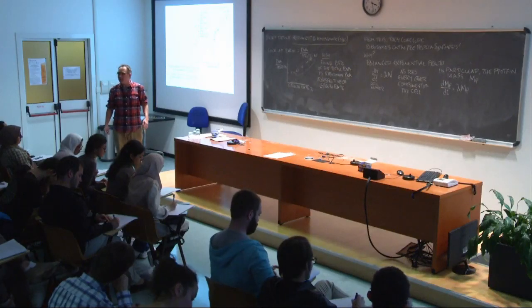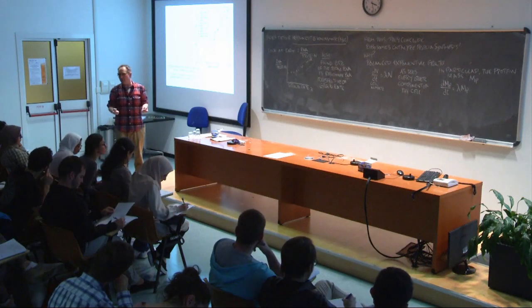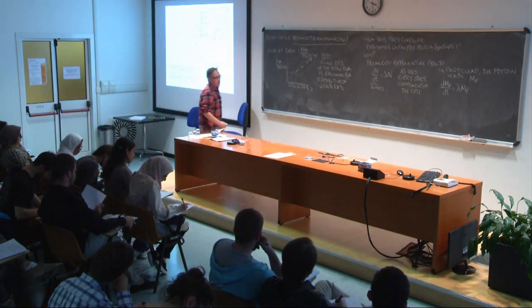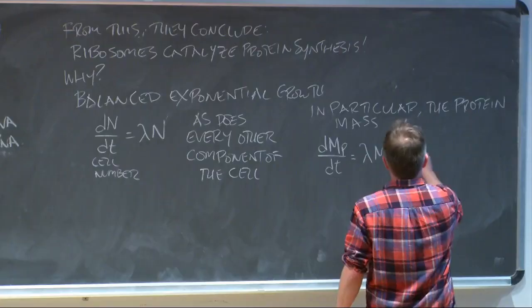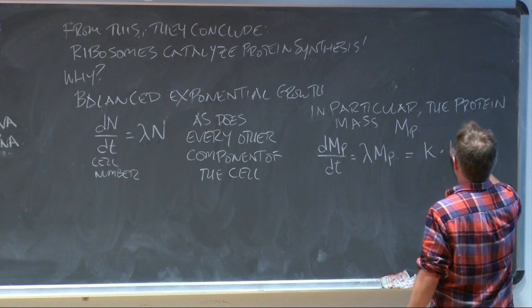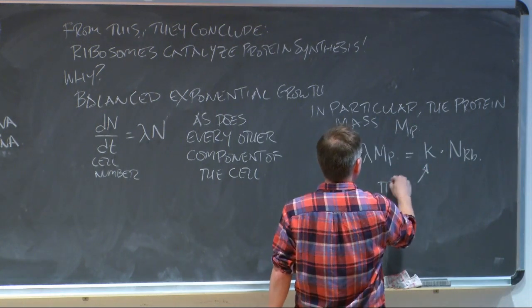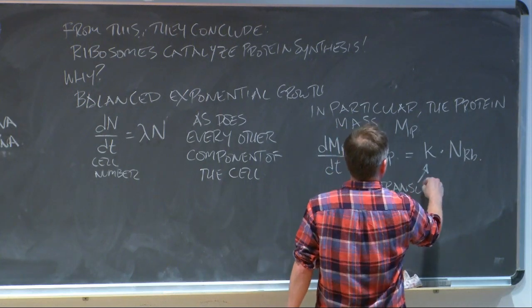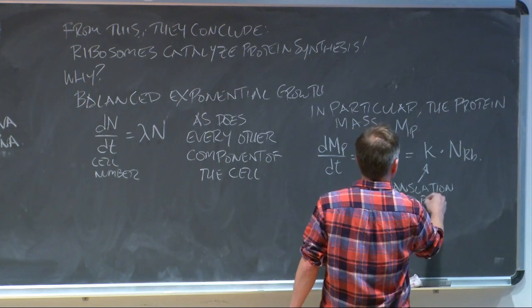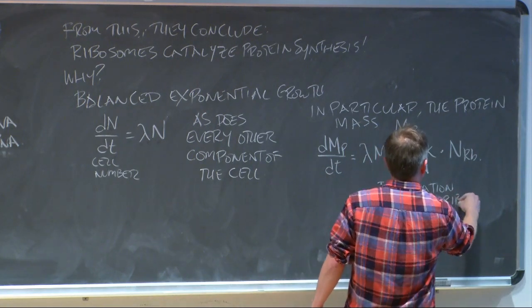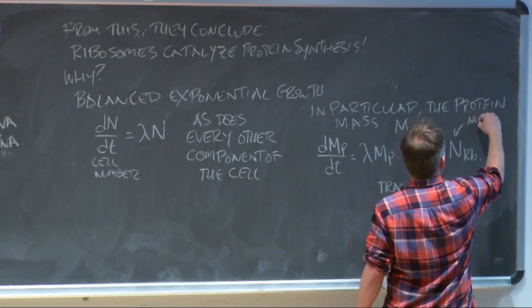Where does that protein mass accumulation come from? And the proposal by Neidhardt and Magasanik is that this is proportional to the action of these ribosomes. And so this is some translation rate per ribosome. And then this is the number of ribosomes.